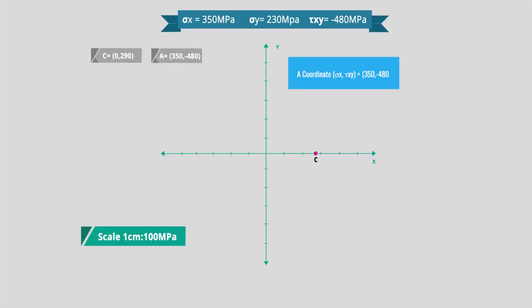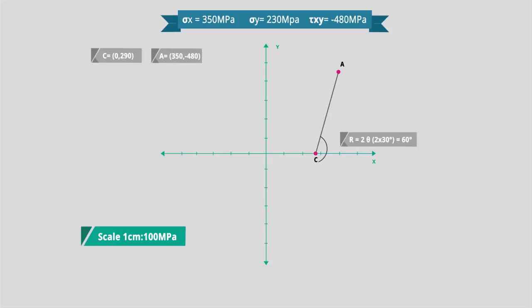Afterwards, determine the reference point, A coordinate. This point represents the normal and shear stress components. Now, connect point A and point C. Next, to find the new state of stress associated with the new orientation, we need to rotate this line by angle 2 theta for Mohr circle with orientation 30 degrees clockwise.